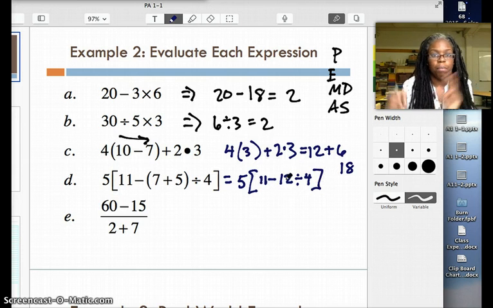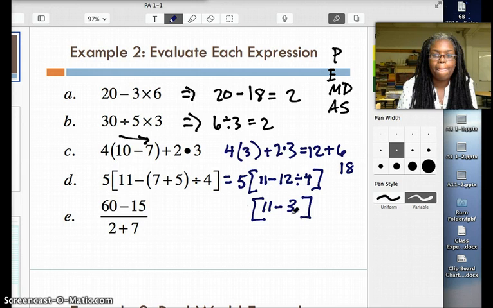Still got to do what's in the bracket first, so I'm still dealing with order of operations within the bracket, right? 12 divided by 4 is the first thing that I need to do because division supersedes subtraction. Remember this thing? Okay, so 12 divided by 4 is going to give me 3. So my rewrite is going to be 11 minus 3 times 5. 11 minus 3 times 5 is what I have.